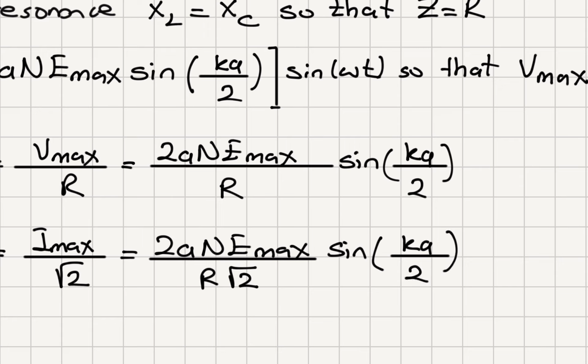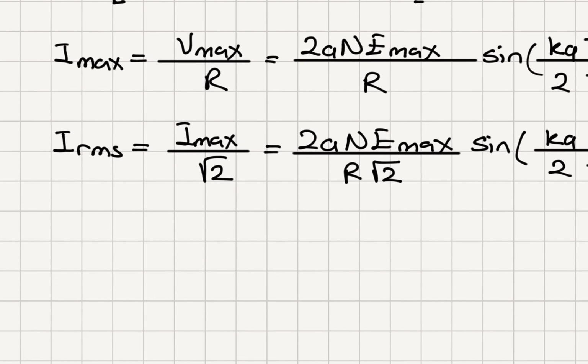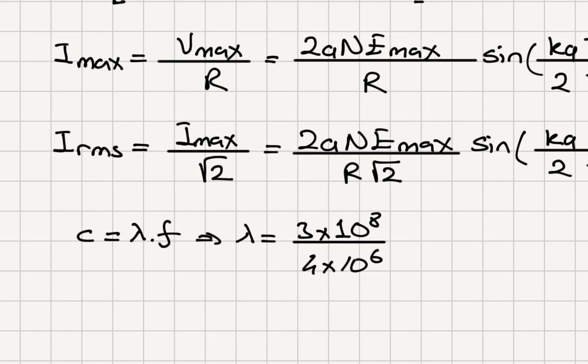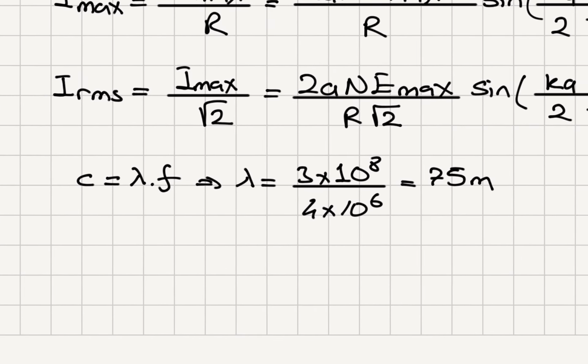Now for E max, we have to substitute the corresponding value that we will obtain from intensity. But before we do that, for this sine Ka over 2 term, we need to know the wavelength. The speed of light is equal to lambda times the frequency. So the wavelength is 3 times 10 to 8 meters per second divided by the frequency 4 times 10 to 6 hertz. This gives us 75 meters wavelength.